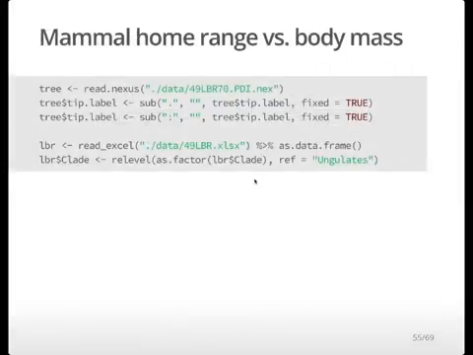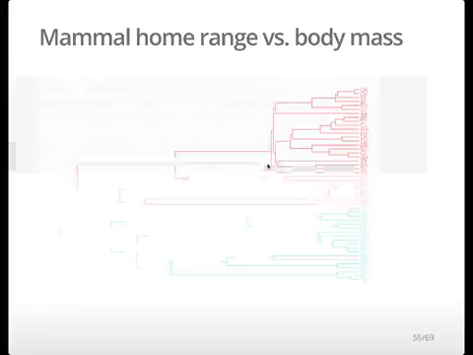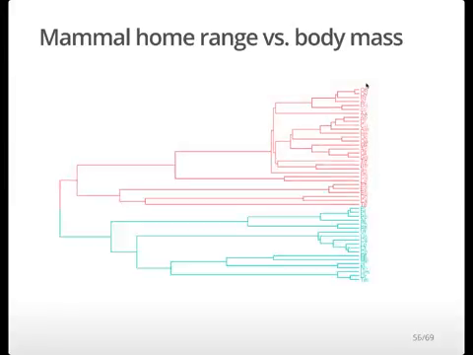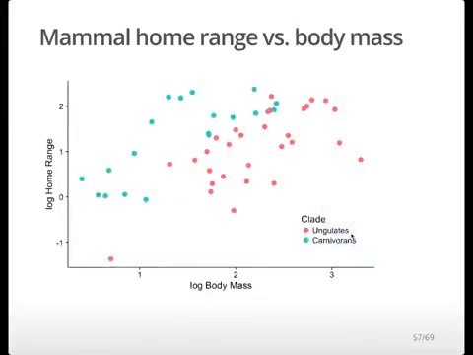Okay, so let's go back to our original question from last week, where we talked about mammal home range and body mass. This was the original data, and this is just loading it in, stripping out some weird characters in the tip labels, and then loading up the data and releveling clade to ungulates first. So here's our tree, with all the ungulates up here and carnivores here. And then here's what the data looks like.